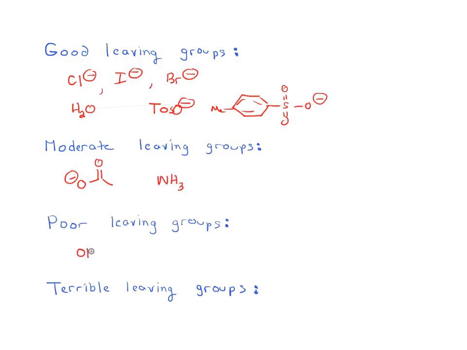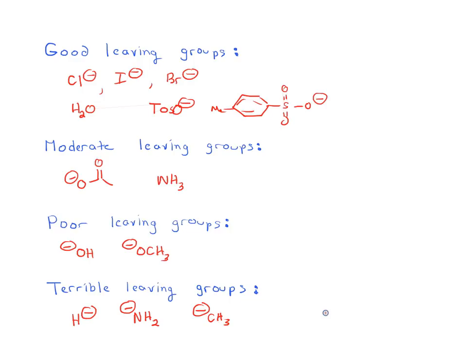Your poor leaving groups are things like hydroxide ion, OCH3 minus. Those are both poor leaving groups. And things that are terrible leaving groups, things that will never leave, are hydride ion, and for our purposes, NH2 minus will never leave. And also just alkyl anions. So for example, CH3 minus. Actually, let me redraw that. It's a little skanky. Alright, CH3 minus.